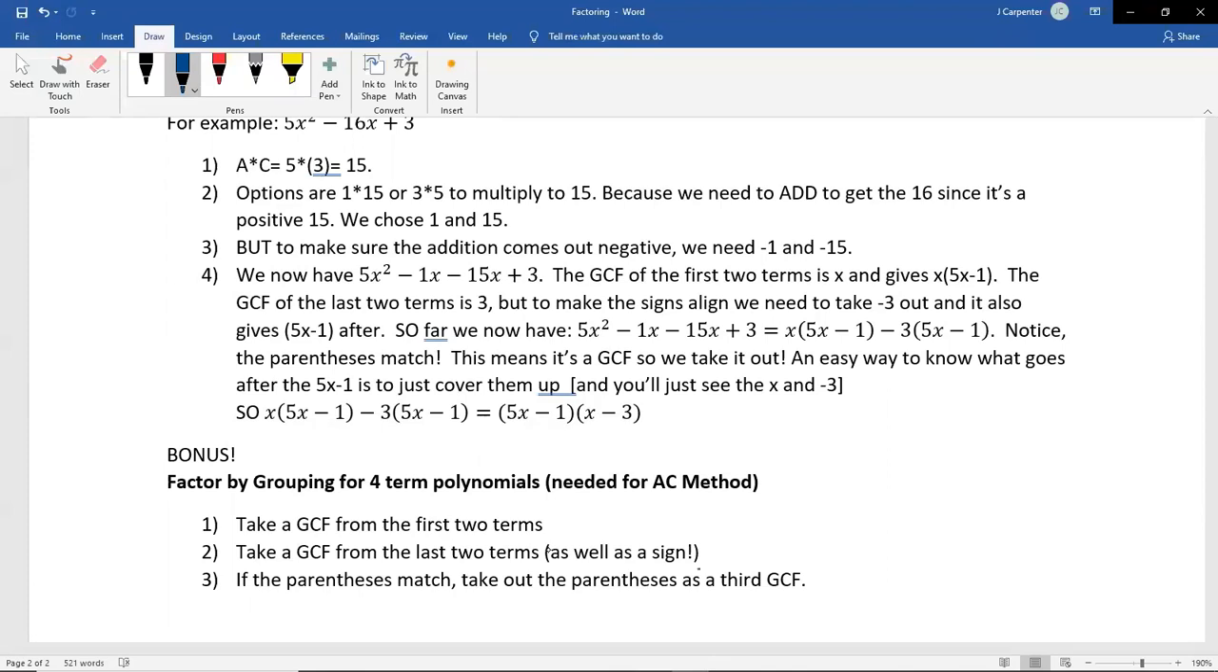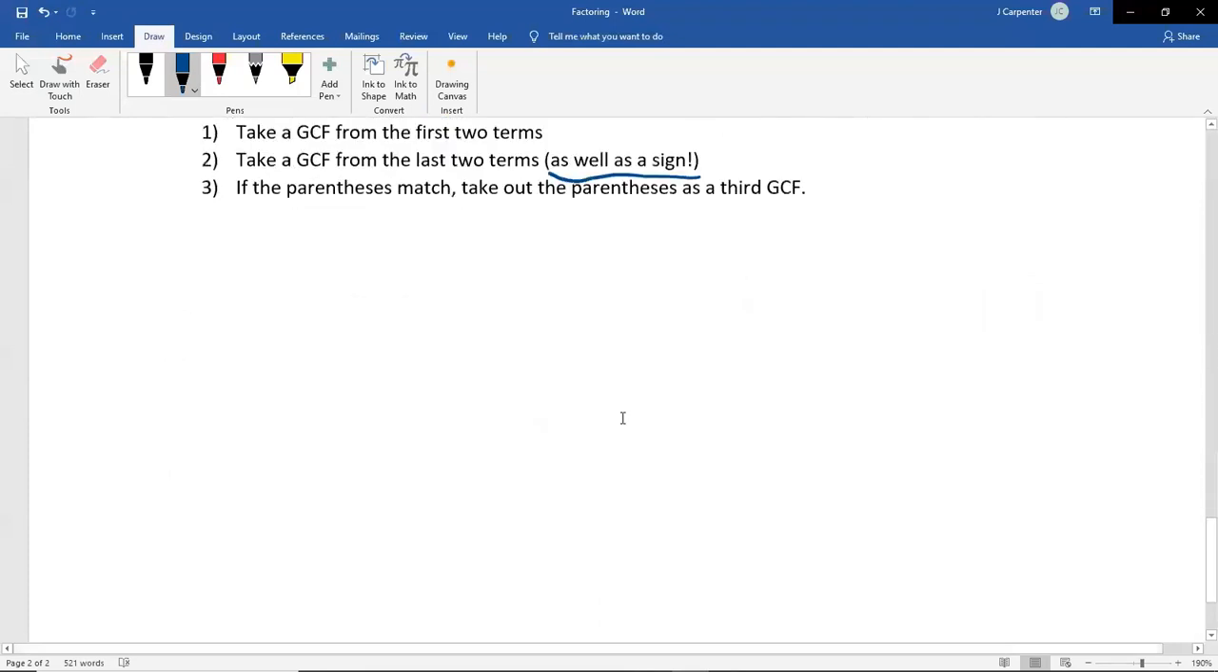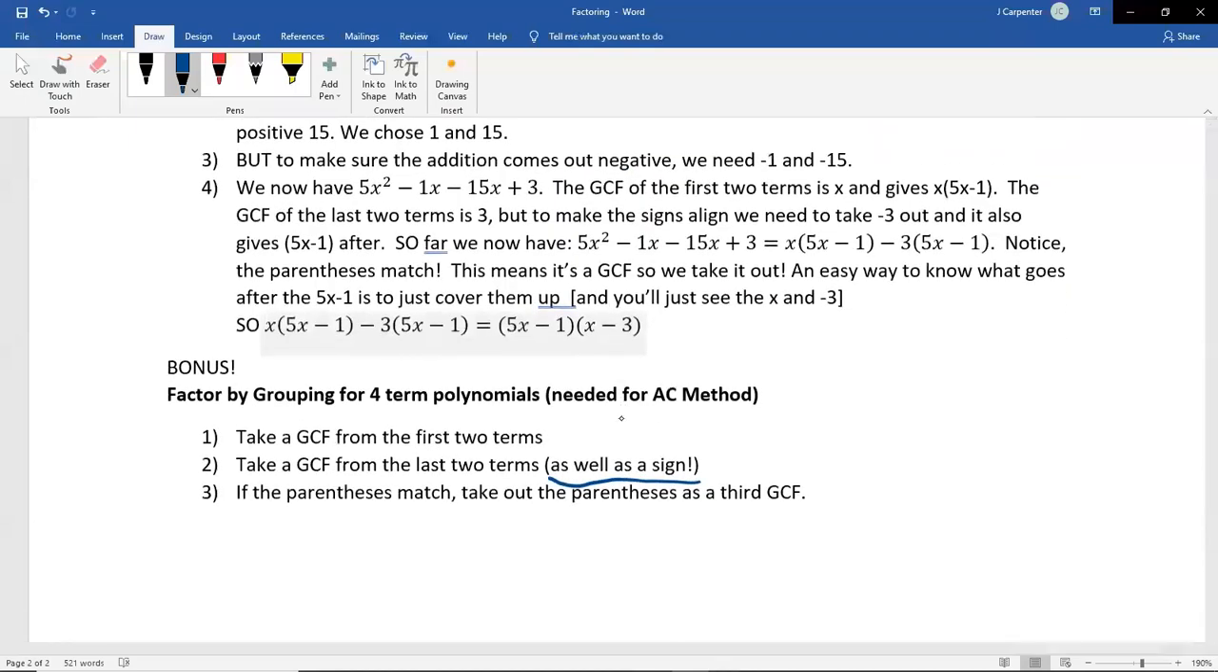Now, with the last 2 terms, you'll also have to take out a sign. You'll have to take out a plus or a minus because it would look wrong otherwise. The reason you don't have to do it for the first part is because there's nothing in front of the first GCF, so you don't have to write a plus. I'm going to give you a super hint for that, that I do not have typed up there. If the parentheses match, which is what you're hoping for, then the parentheses is a third GCF. I'll show you, well, you can see it right here. This step 3 is exactly what we're talking about right here. So pretend like you don't see this yet.